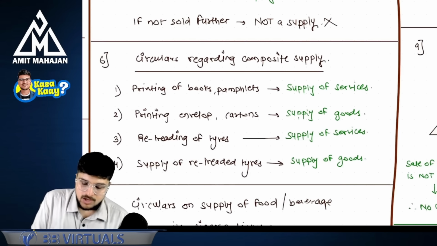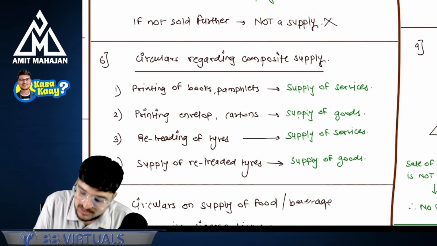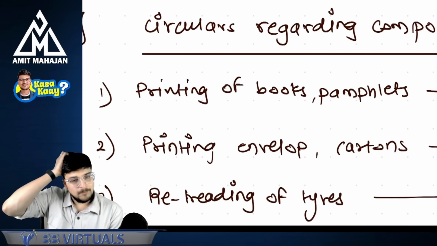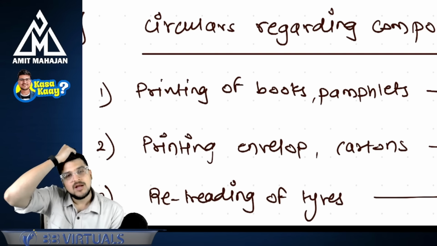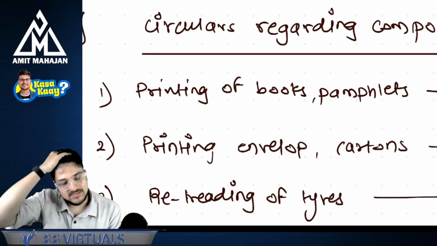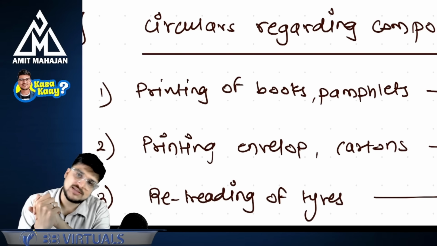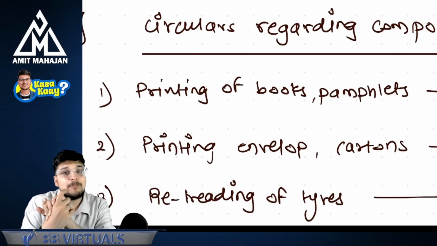Okay. One important point: circulars regarding composite supply. Please try to understand this point. Printing of books and pamphlets. Okay. What do you think? Is this supply of goods or supply of service?